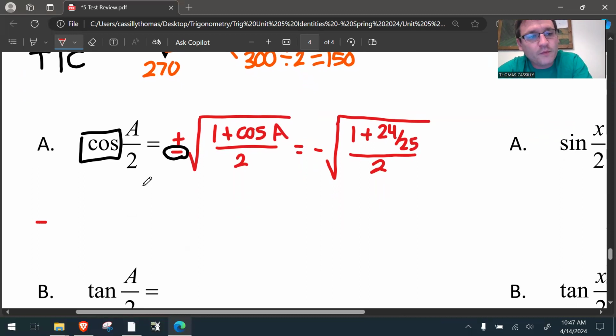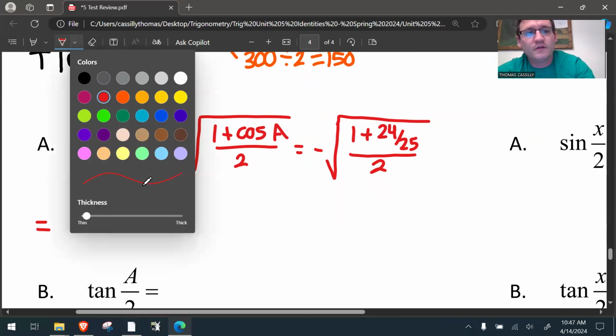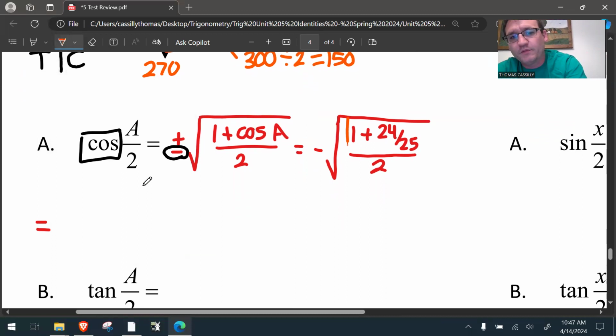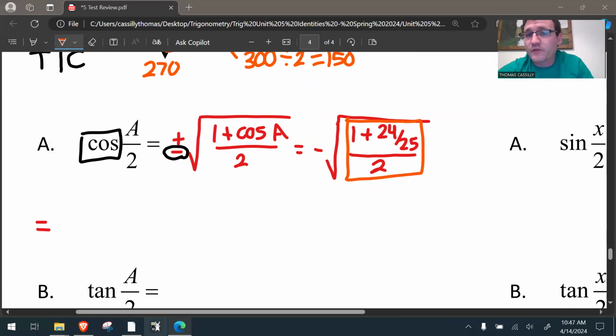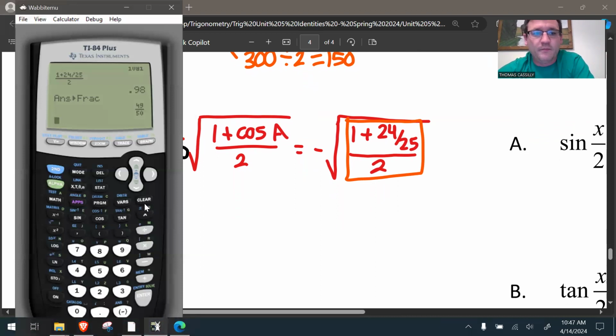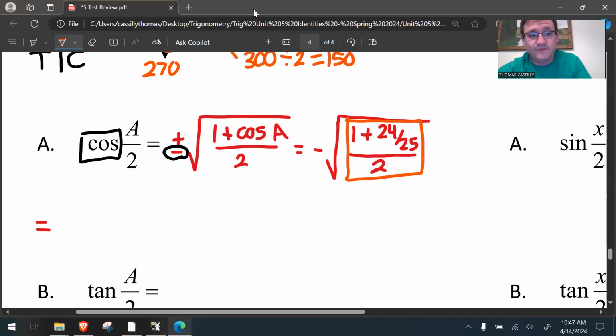So to simplify this, I'm just going to plug all of this into my calculator. Ignore the square root for now. We'll come back to that later. Just like we've been doing a bunch, make your fractions. 1 plus 24 on top, 25 on bottom, and then we have that all divided by 2. That gives us 49/50.